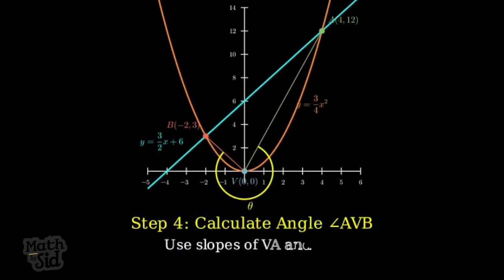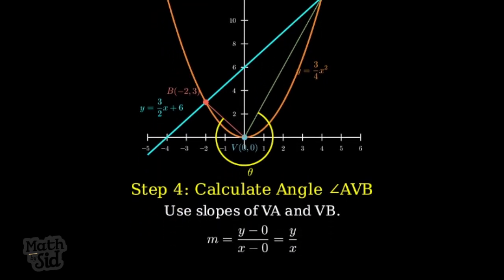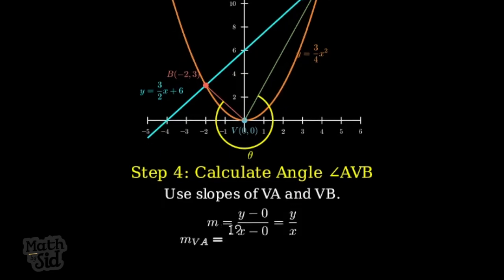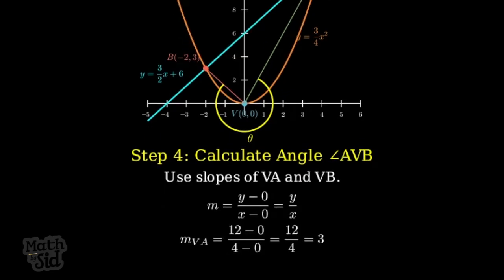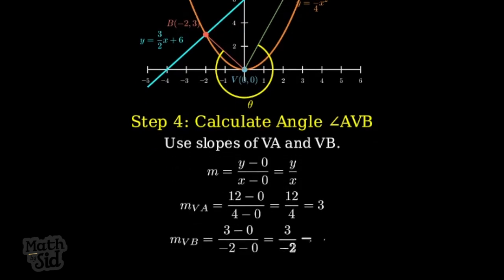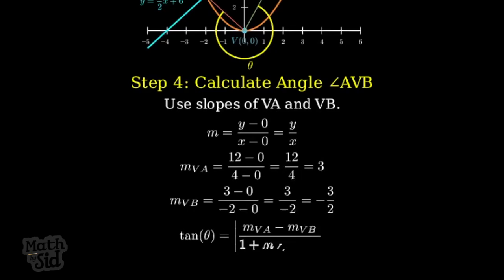We can use the slopes of the lines VA and VB. The slope of a line passing through the origin (0, 0) and a point (x, y) is simply y divided by x. The slope of line VA, m sub VA, is 12 divided by 4, which equals 3. The slope of line VB, m sub VB, is 3 divided by negative 2, which equals negative 3/2. The tangent of the angle theta between two lines with slopes m1 and m2 is given by the absolute value of m1 minus m2 divided by 1 plus m1 times m2.